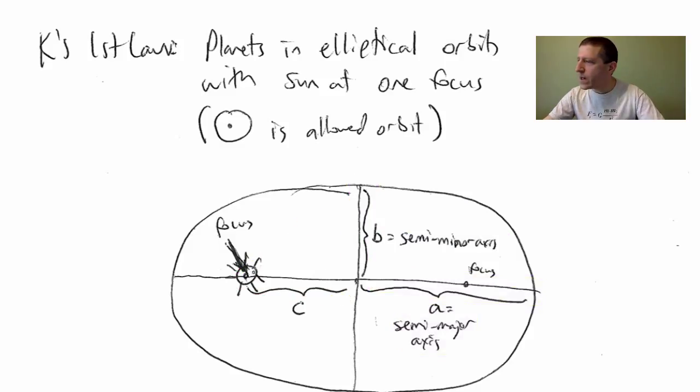The sun is right here. There's our sun. It's at one focus of the ellipse. And you don't need anything at the other focus. The planets will just go around the sun. That's Kepler's first law, simply that the planets orbit in elliptical orbits with the sun at one focus.